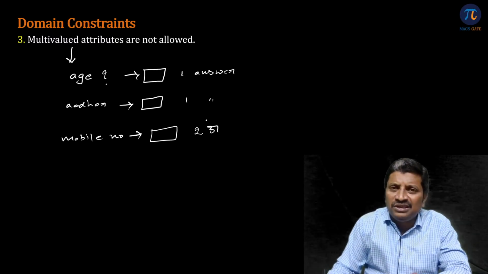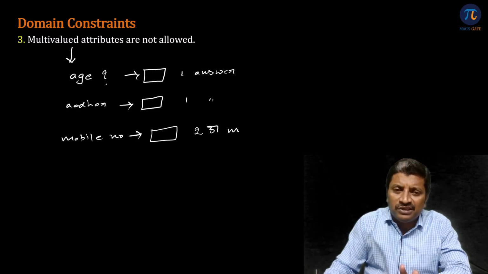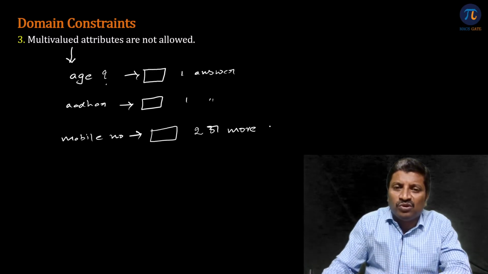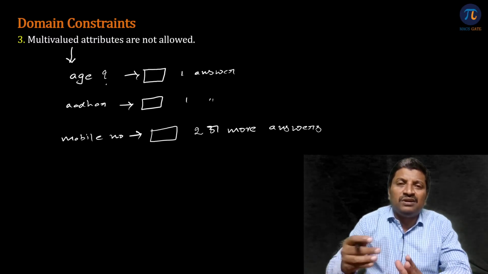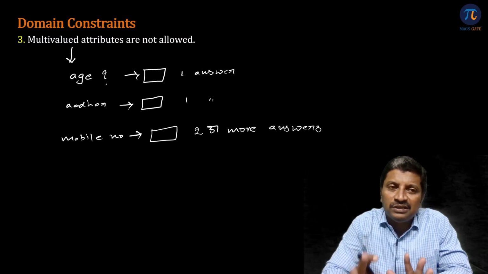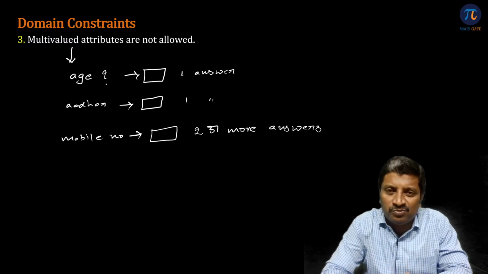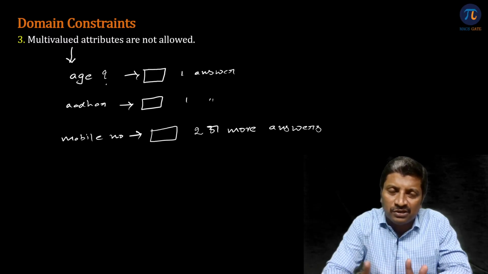It doesn't mean that every student or every person will have 2 or 4 numbers, but there is a chance of having 2 or more phone numbers. So these are called multi-valued attributes. Whenever there is more than one possible value for the given attribute, that is called a multi-valued attribute. In the relational model, multi-valued attributes are not allowed.